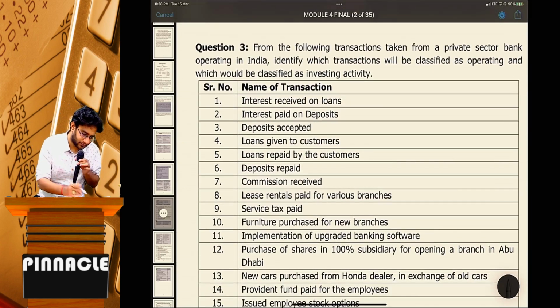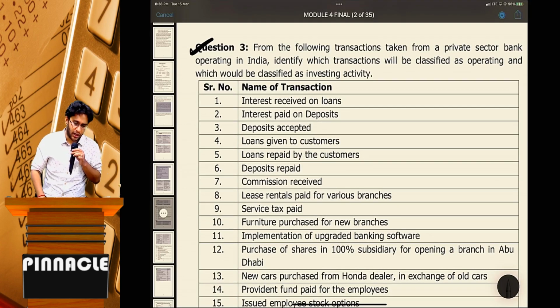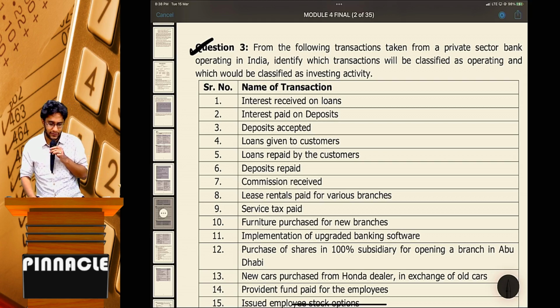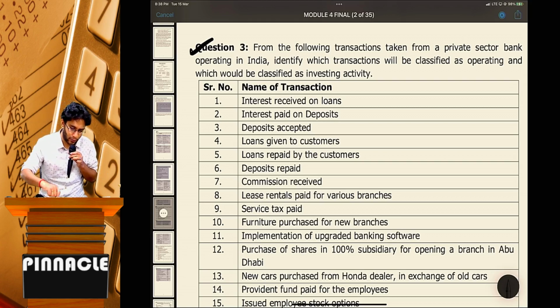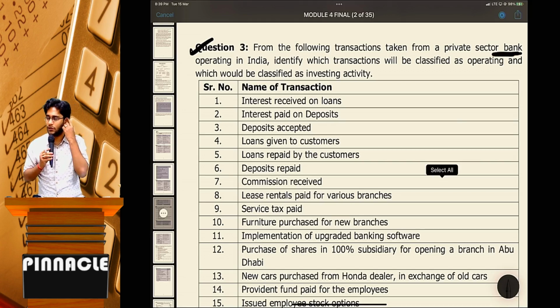Next, third one. From the following transactions taken from a private sector bank operating in India, identify the transactions that will be classified as operating and which would be classified as investing. Understand the main points, sir. It is a bank. So keep that in your mind and do.